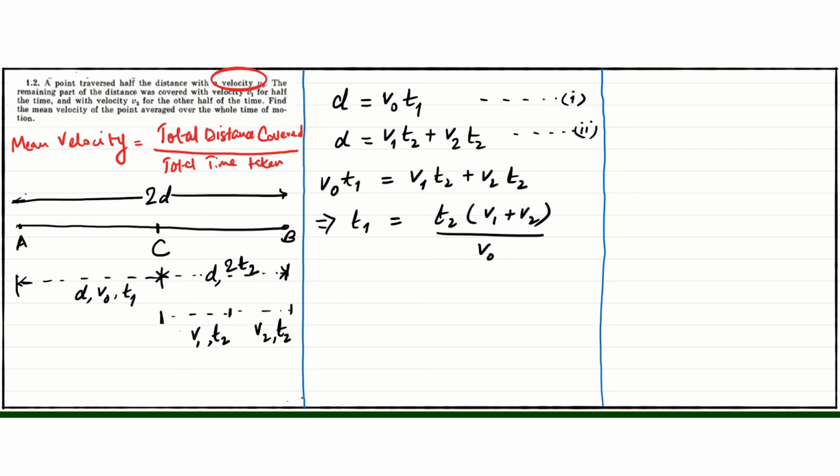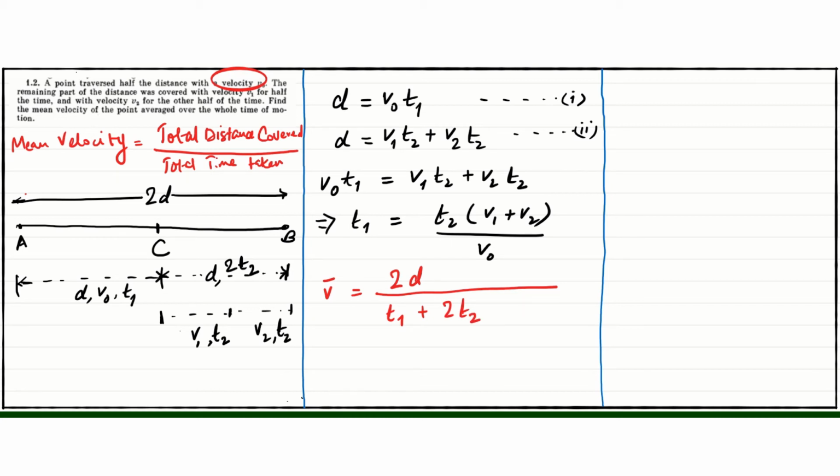Now let us try to calculate the total distance divided by total time, which is the mean velocity. Let us go back to that. So the mean velocity, let's call it V bar, would be equal to the total distance covered, which is twice of d in this case for the entire journey, divided by the total time taken. What is the total time taken? It is T1 plus twice of T2.